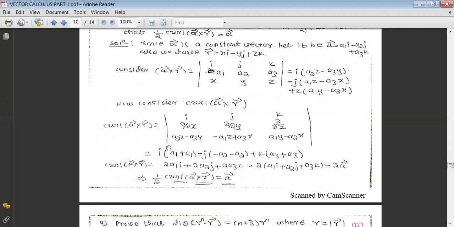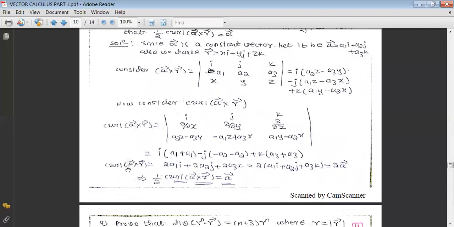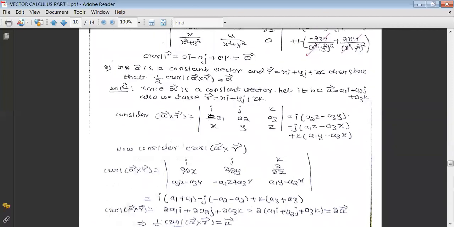Therefore this gives you 2a1 into i, and minus of minus becomes plus, that is 2a2 into j plus 2a3 into k. And if you take 2 common, that becomes a1i plus a2j plus a3k. And since a1i plus a2j plus a3k is the vector a, this curl of a bar cross r bar is equivalent to 2 times a bar. If you cross multiply to the other side, it leads to 1 by 2 times curl of a bar cross r bar equal to a bar. So that is our required result.